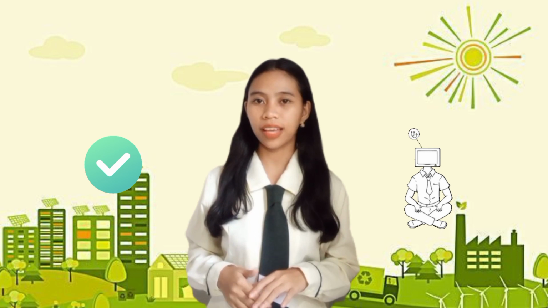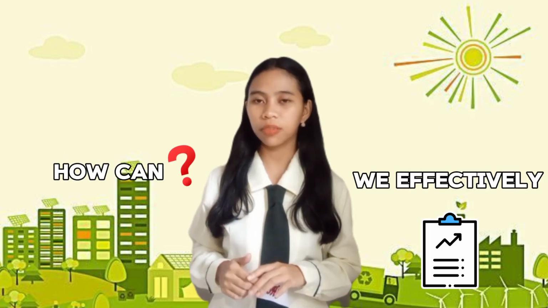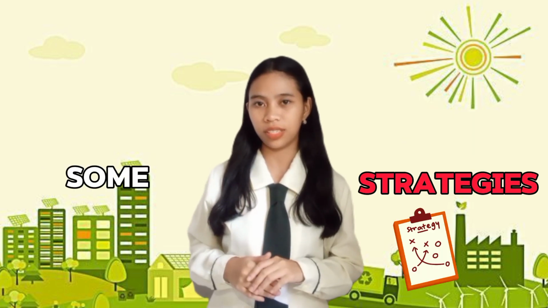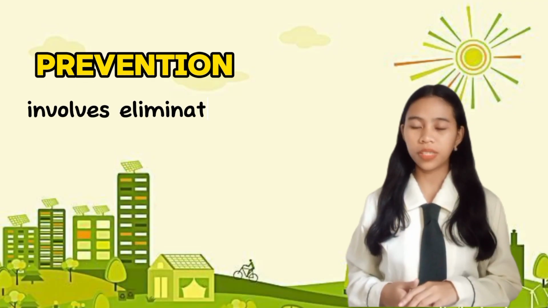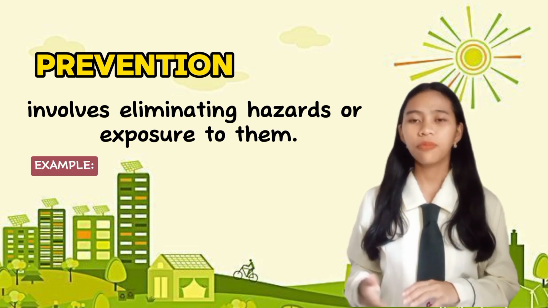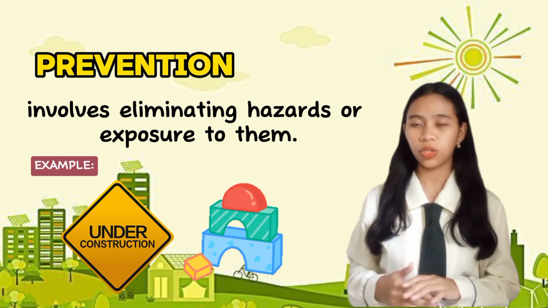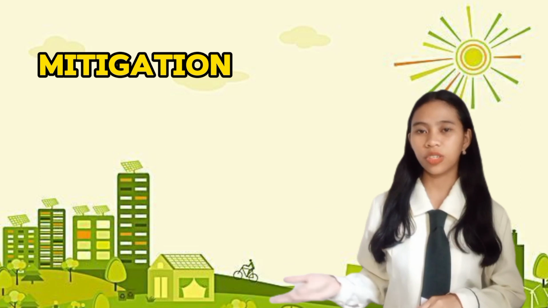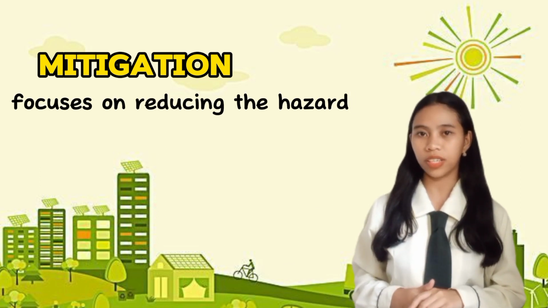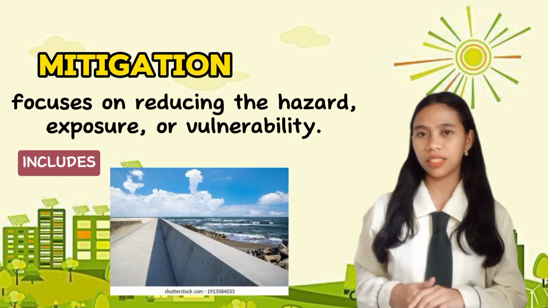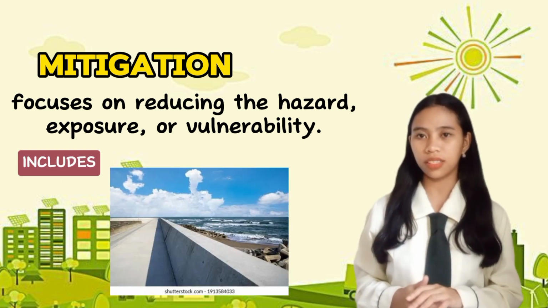Now that we understand the key terms, how can we effectively manage disaster risk? Let's discuss some strategies. Prevention involves eliminating hazards or exposure to them. For example, enforcing building codes to ensure structures can withstand typhoons. Mitigation focuses on reducing the hazard, exposure, or vulnerability. This could include building seawalls to protect coastal communities from storm surges.